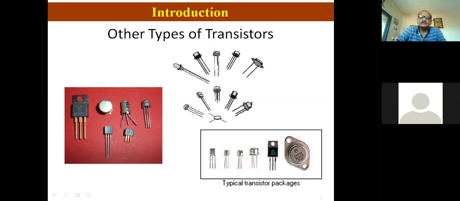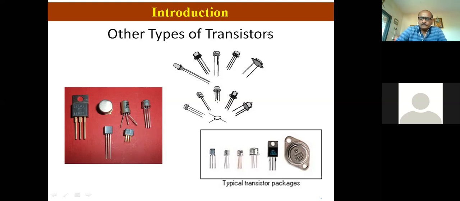This is the germanium transistor. This is the SL100 transistor. BC548 transistor. This transistor is a BC519. This is the 2N57 transistor. This is the structure. We can look at such a typical transistor package. These are the power transistors.